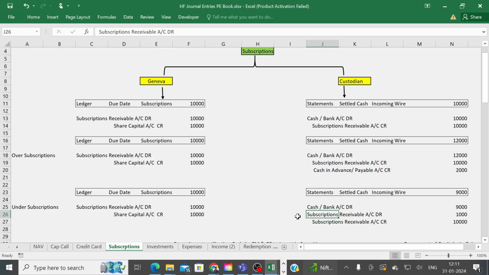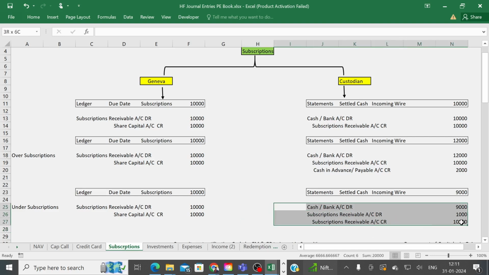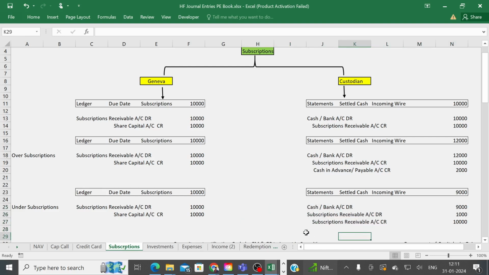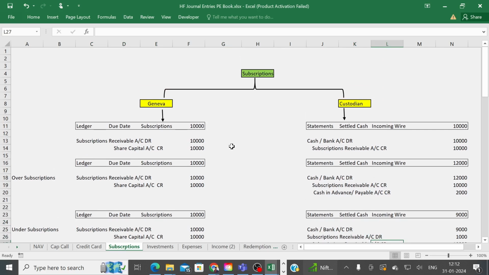So there are ways, but this is just one example. You might see other different examples as well. But if the amount is pending to receive, then you can record it on the debit side, which is subscription receivable, and you can prepare a combined entry: cash account debit 9,000, subscription receivable account debit 1,000, and subscription receivable account credit 10,000. So this is how you can record accounting entries in the context of subscription.